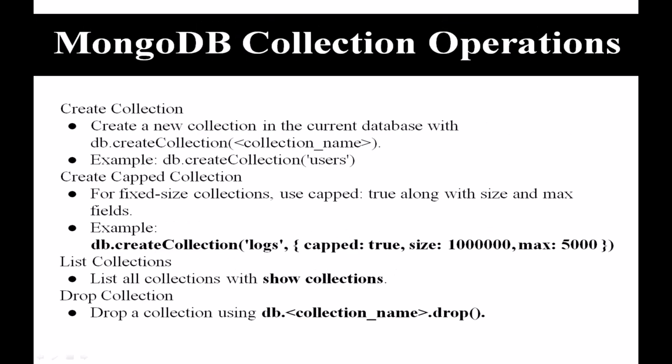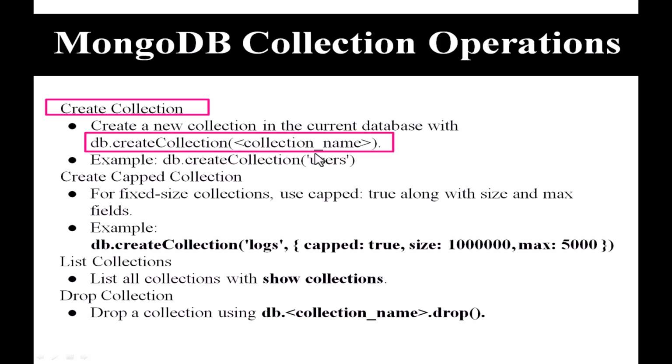Next, creating a collection. How do you create a collection? In order to create a new collection within the database, you type the command db.createCollection. Here you specify the collection name, so you type the name of the collection. Now here db.createCollection users. For example, users is the name of the collection. You are going to create the users collection.